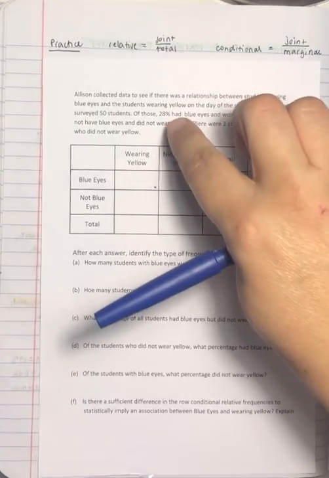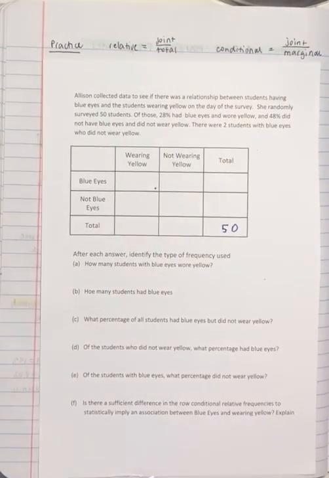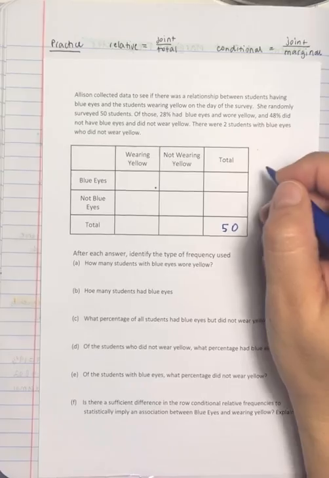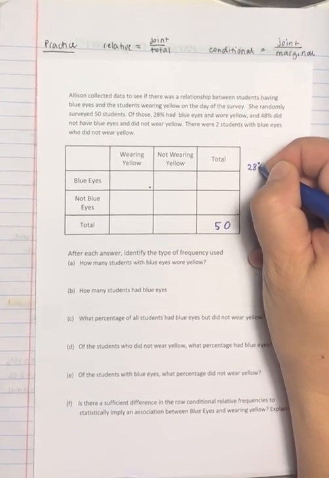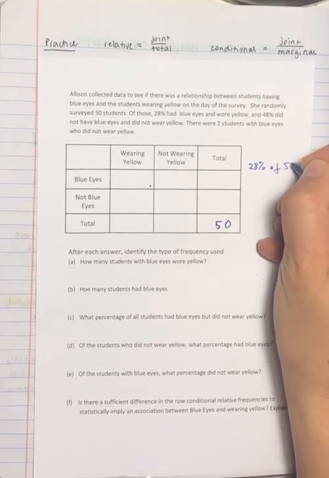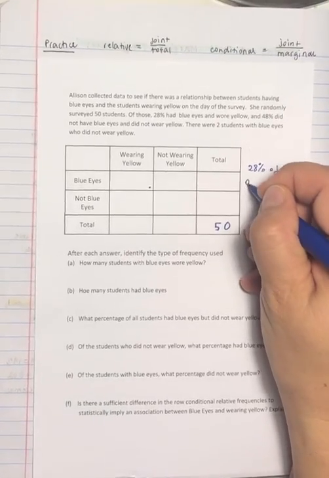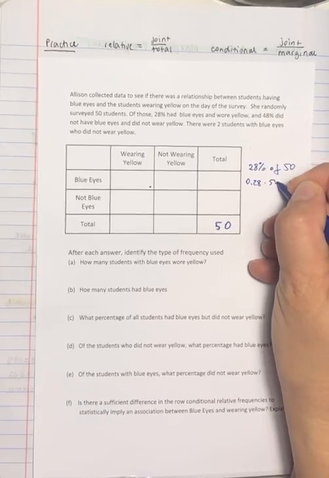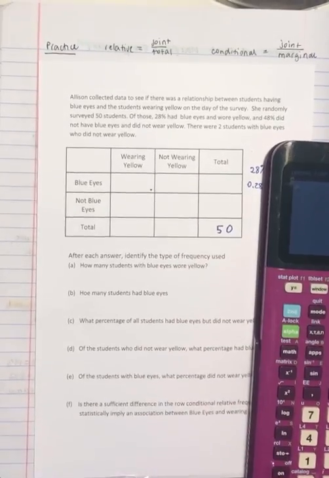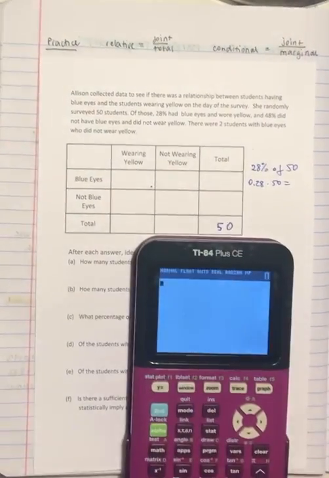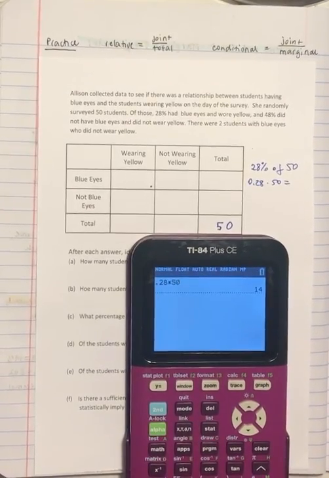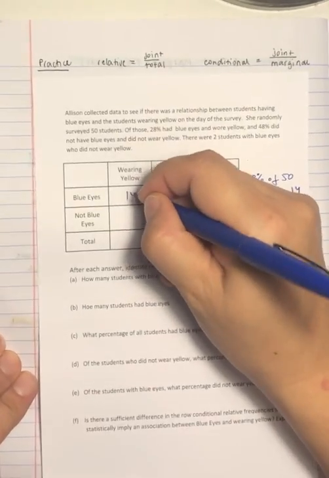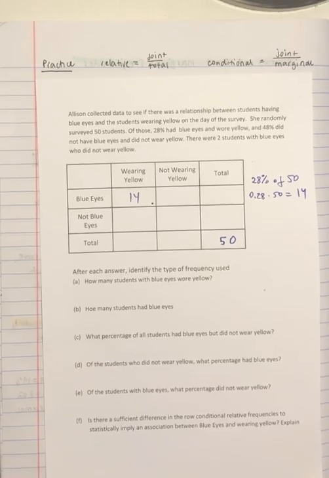Now, they didn't give us the actual numbers. They told us 28% of those. So we have to actually figure out what 28% of 50 is. Remember, all we have to do is turn this into a decimal and multiply. So 0.28 times 50 equals 14. So we know that 14 students were yellow and had blue eyes.